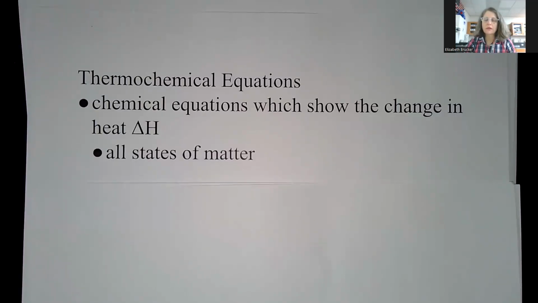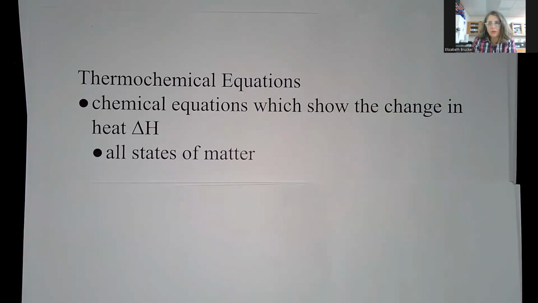So this video is going to focus on how we represent exothermic and endothermic reactions in chemical reactions or graphically. So in your notes, please write down the following information. And we are going to show what we know as exothermic and endothermic reactions.